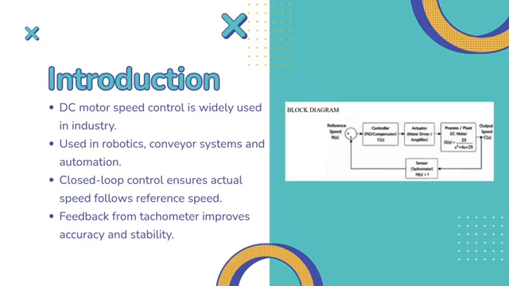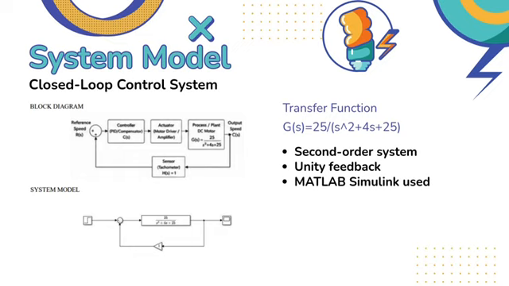Alright, first of all, introduction for our presentation. DC motor speed control is widely used in industry, in robotics, conveyor systems, and automation. Closed loop control ensures actual speed follows reference speed. Feedback from a tachometer improves accuracy and stability. And as you can see, this is the block diagram that I used in my assignment.